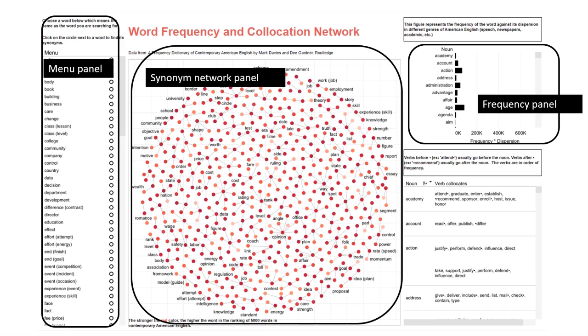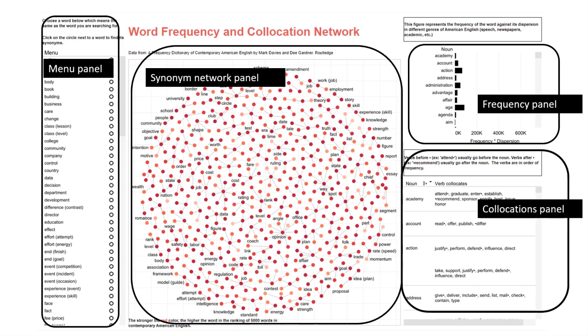A frequency panel in the form of a bar chart shows the frequency against dispersion across genre of all the words in the infographic, data derived from information provided by the dictionary. And a collocations panel includes the verbs that collocate with the nouns in order of frequency, information also included in a frequency dictionary of contemporary American English.